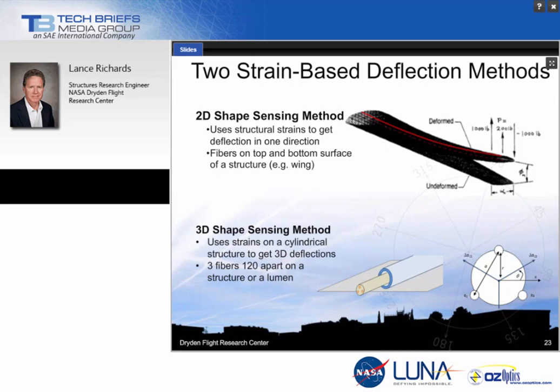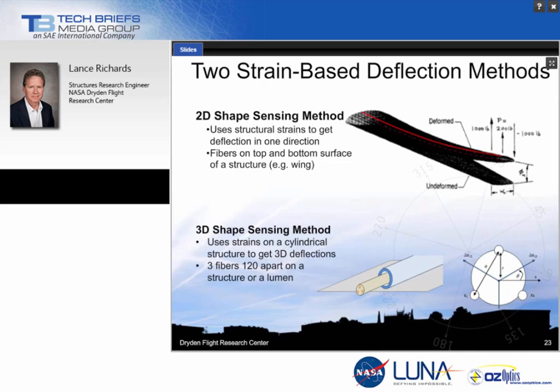It has a wide variety of applications, and it takes these strains, and it doesn't depend on structural response now. It immediately calculates a deflected shape based on these three fibers that are located 120 degrees apart, as you can see there.